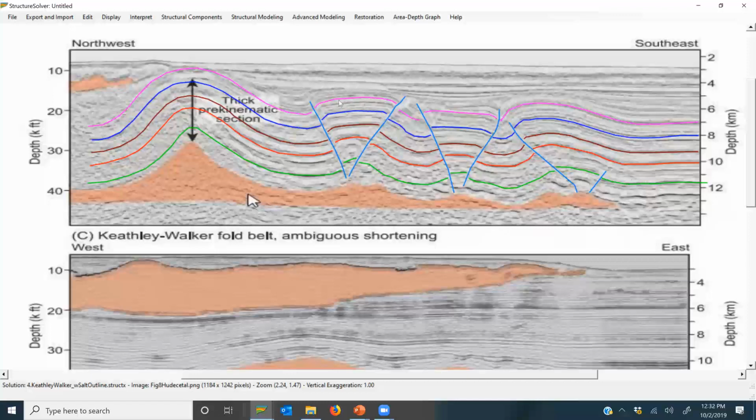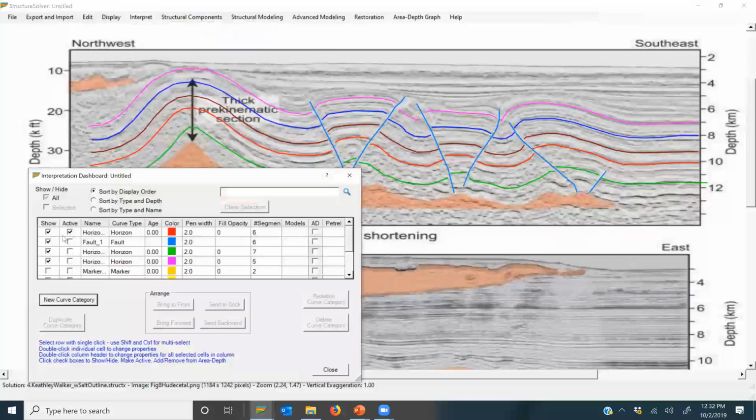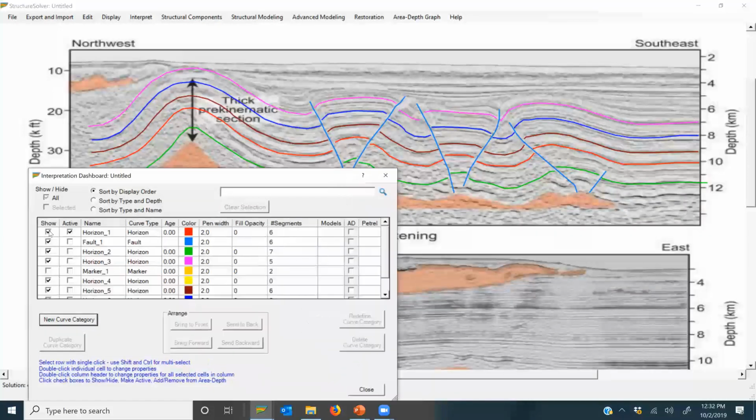And so we've completed an interpretation based on its high quality seismic image, fairly straightforward. We also used flexural slip to continue some of these horizons off where the imaging isn't as good. So if we hide a few of those quickly, I'll show you the kind of quality of the seismic data that we're working with. Let's see, so we'll hide.